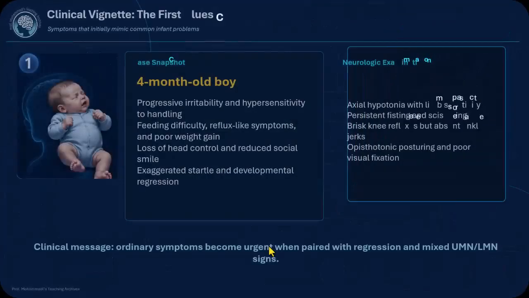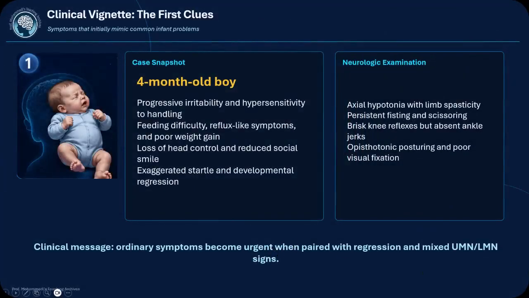This case begins with a 4-month-old boy who presents with progressive irritability, feeding difficulty, poor weight gain, and developmental regression. At first, these symptoms could easily be attributed to reflux, colic, or feeding intolerance. However, the clinical picture becomes much more concerning when the parents describe loss of head control, reduced social smile, exaggerated startle, and worsening distress with handling.